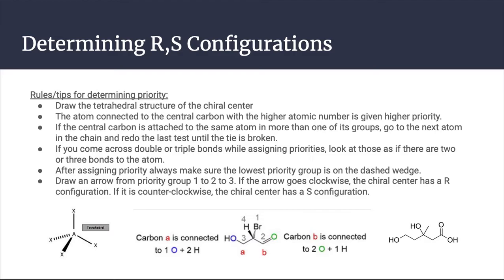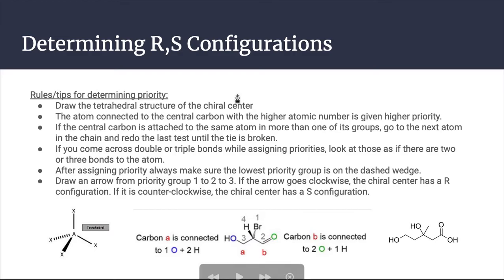So there's a couple of steps that you need to follow to determine the configuration, which is you need to assign priority to the four different groups that are surrounding that central carbon of the chiral center, and then you need to draw an arrow from 1 to 2 to 3, and the direction of that arrow determines whether that chiral center is of R or S configuration.